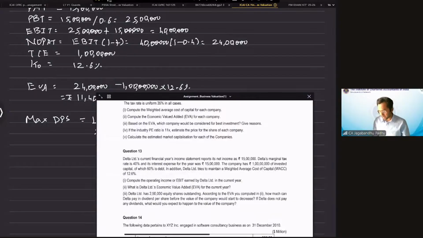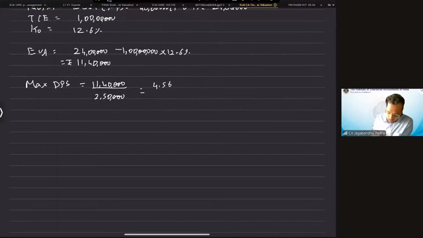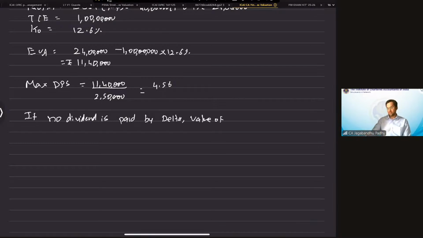And if Delta does not pay any dividend, what would you expect to happen to the value of the shares? If no dividend is paid by Delta, the value of the company will increase. If no dividend is paid by the company, if no dividend is paid by Delta, then the value of the company is going to increase.